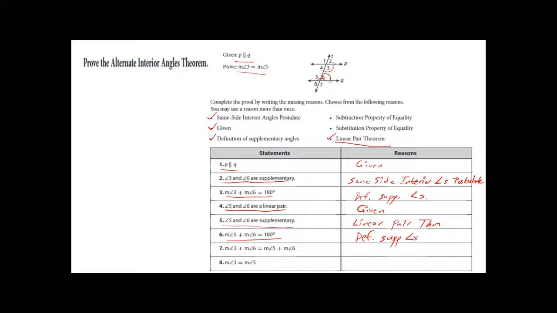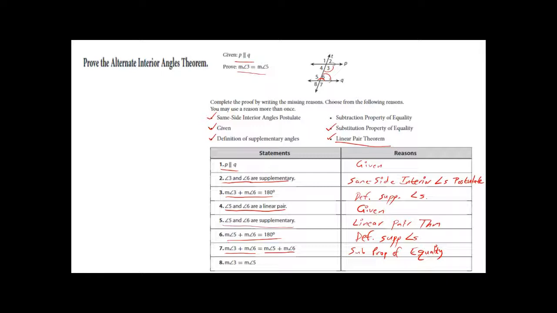Nice. All right, looks like we go ahead and do some substitution here, right? So they're saying angle 3 and 6 equals 180. Well, doesn't 5 and 6 equal 180? So they equal each other, right? So it looks like we used the substitution property of equality. Good to know.